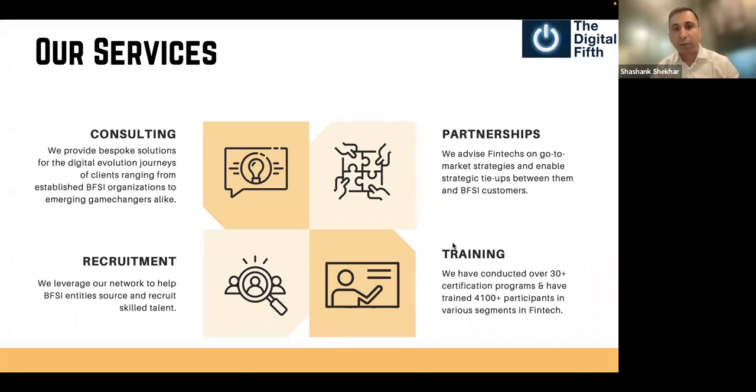Hiring is another major area where we help companies, especially in the BFSI space, with hiring of senior positions, be it in product management or digital technologies. And training is also a major service line, where we do both B2C and B2B services. In B2B, we teach entities like Union Bank of India, DBS, and HSBC. We train them on digital banking, digital advice, digital lending, open banking, and all sorts of services.